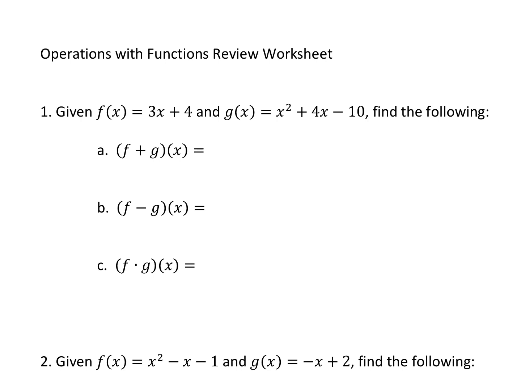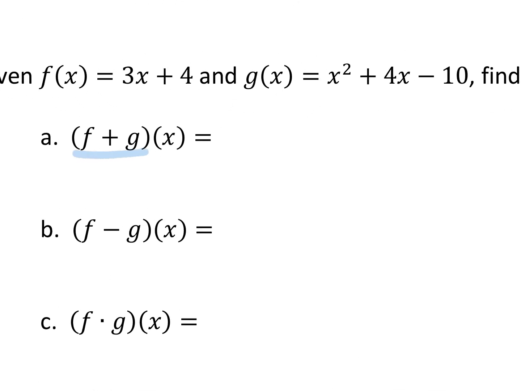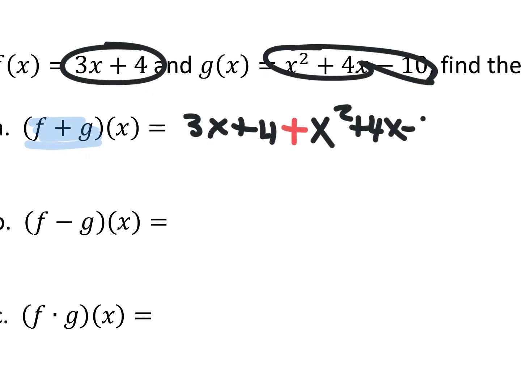All right, so here we go. I'm going to start with, what in the heck does that mean? That just means they're going to add the two functions together. We're just going to add f plus g. It's that easy. Okay, so here's the f function. Here's the g function. If you just want to add them together, you just write them down: 3x plus 4, plus the other function, x squared plus 4x minus 10. That's all there is to it.